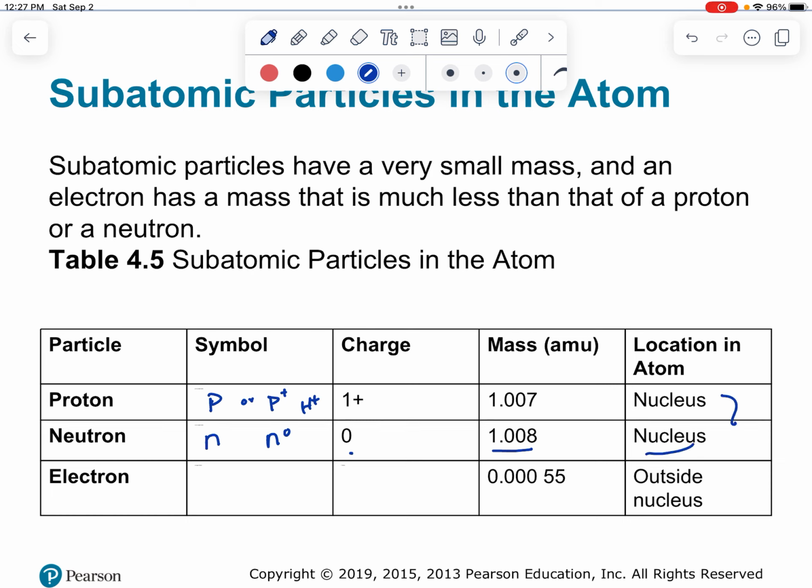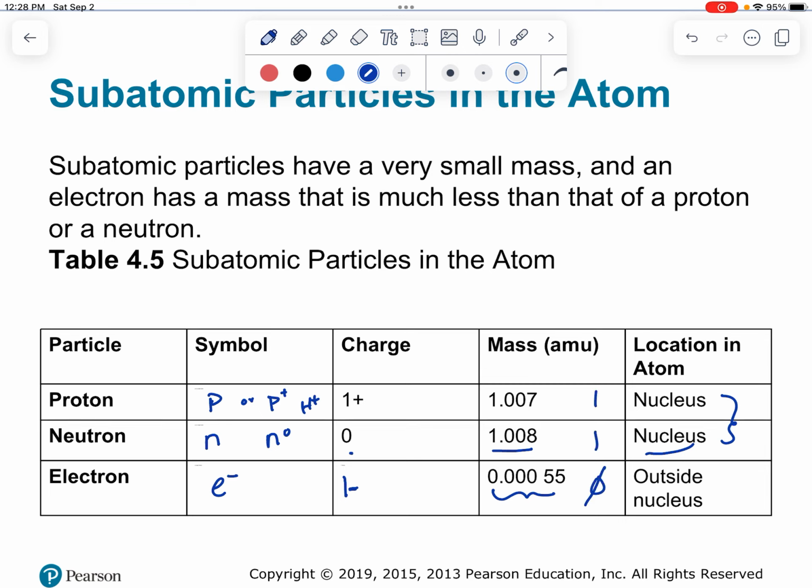So these two particles make up that very dense nucleus that caused the alpha particles to bounce back. Electrons have the symbol E minus. They have a charge of 1 minus. And when you round to 1 sig fig or 2 sig figs, the mass of the electron is essentially 0. So for our purposes, our masses are 1, 1, and 0. And it is located in this diffuse cloud outside the nucleus.